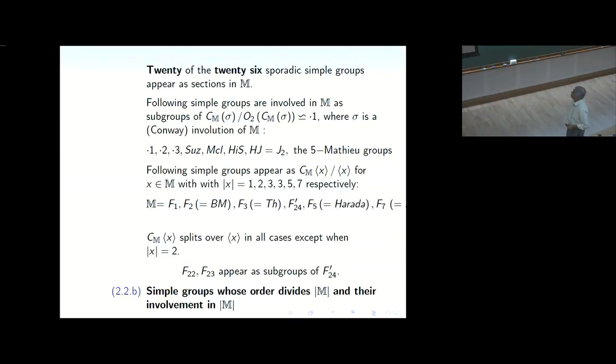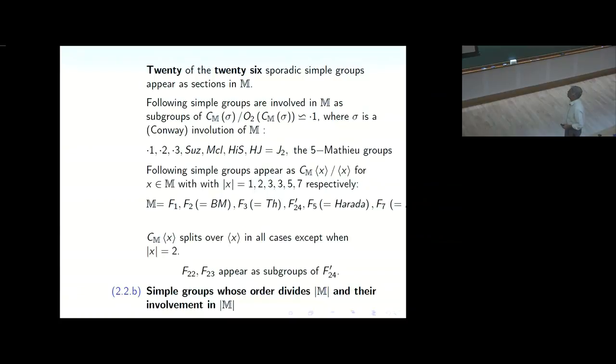Some of the following simple groups are involved in M. I mentioned this Conway involution. Its centralizer has a normal 2-subgroup, and this happens to be an extra special group of order 2 to the power of 25, extended by this Conway group. And as you see, quite a few simple groups appear, quite a few sporadic simple groups appear as sections of this.